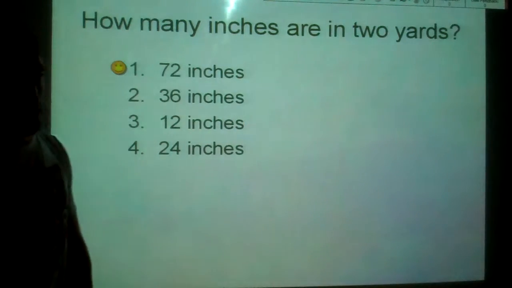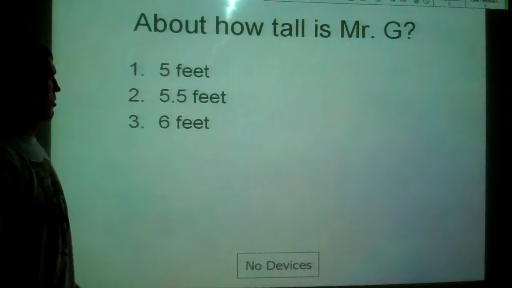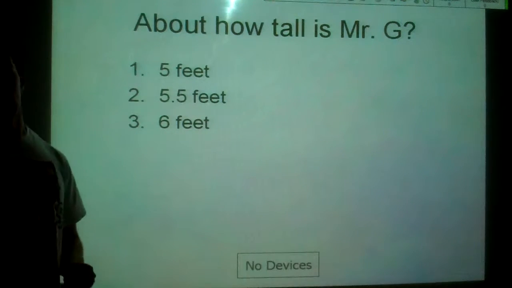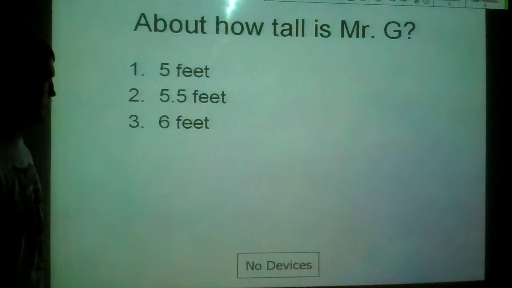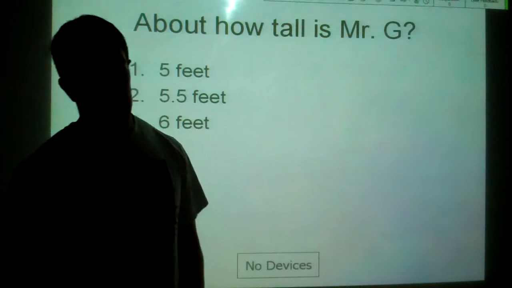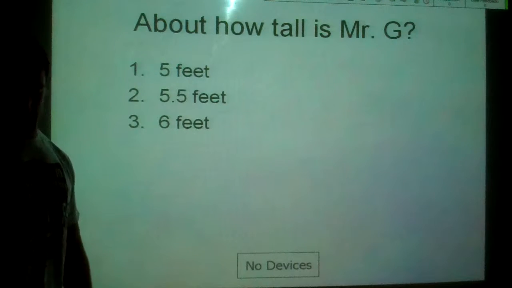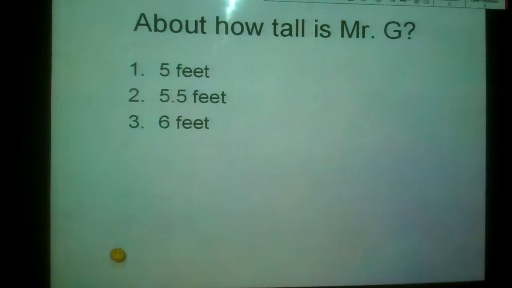Our next problem here, I had the students estimate a little bit. They had a little fun with this one. How tall is Mr. G? That would be me. So I had them estimate about how tall I was. I'm actually 5'10", not very tall, but if you round that, I'm about 6 feet tall. So this would be the most accurate estimation right here.